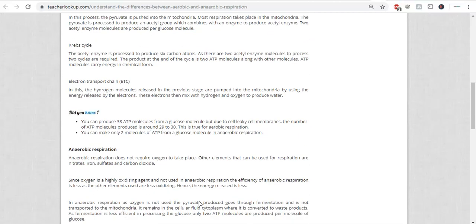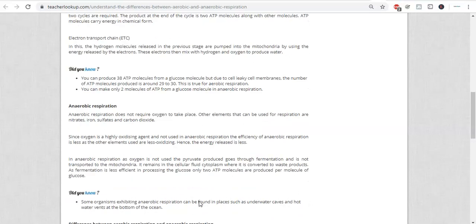Krebs cycle. The acetyl enzyme is processed to produce 6 carbon atoms. As there are 2 acetyl enzyme molecules to process, 2 cycles are required. The product at the end of the cycle is 2 ATP molecules along with other molecules. ATP molecules carry energy in chemical form.